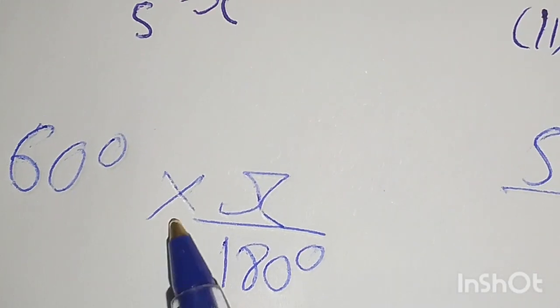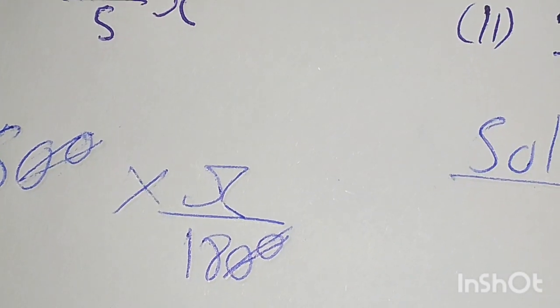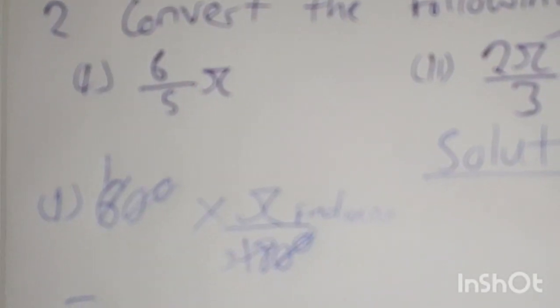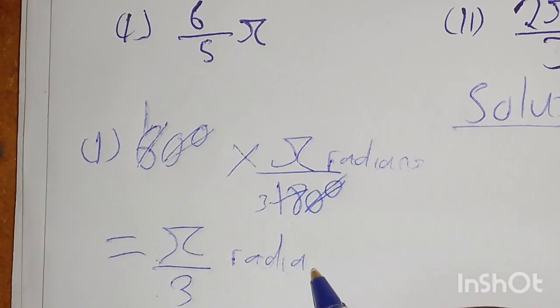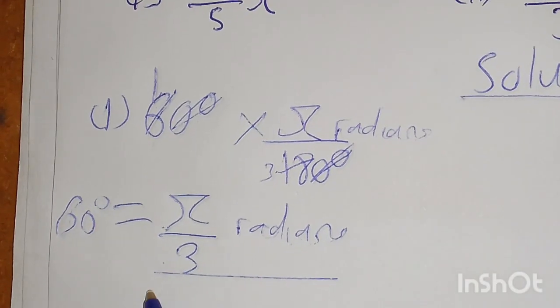So 0 and 0 will cancel first of all. Even the degrees will cancel because that's the same thing. So pi radians here. You have 6 here, you have 18 here. So how many times can 6 go into 18? That's what you have to ask yourself. 6 into 6 it's 1, 6 into 18, 3. So you have pi over 3 radians. So 60 degrees is equal to pi over 3 radians.